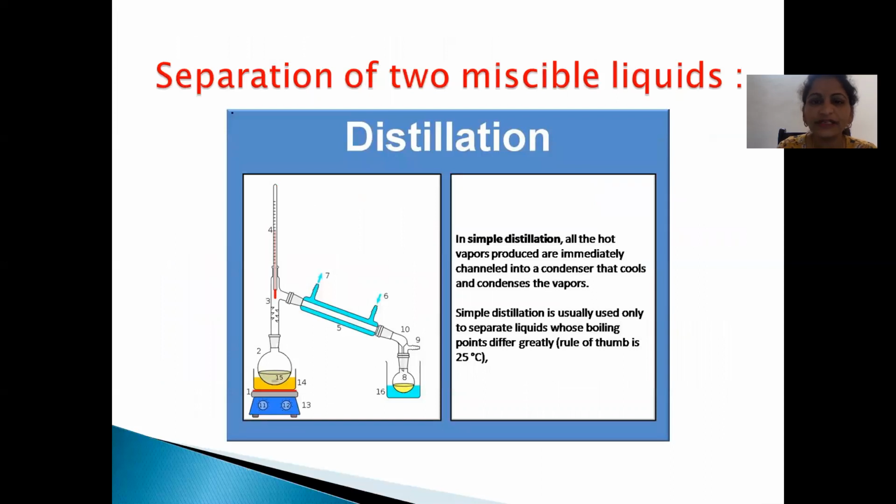Next, coming to distillation. Distillation is a process where we can separate two miscible liquids. In simple distillation, all the hot vapors produced are immediately channelized into a condenser that cools. What will the condenser do? It cools and condenses the vapor. Simple distillation is usually used only to separate liquids whose boiling points differ greatly.